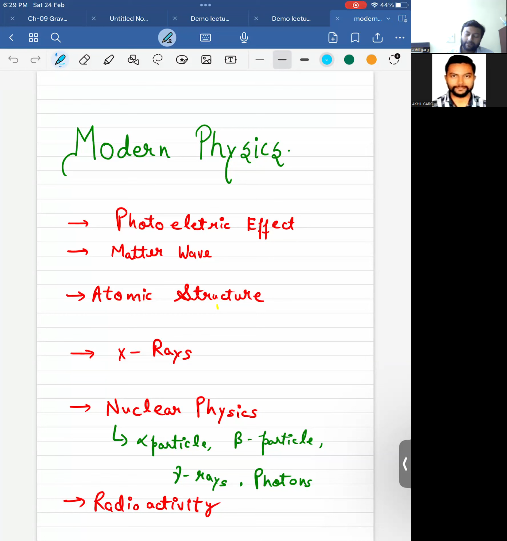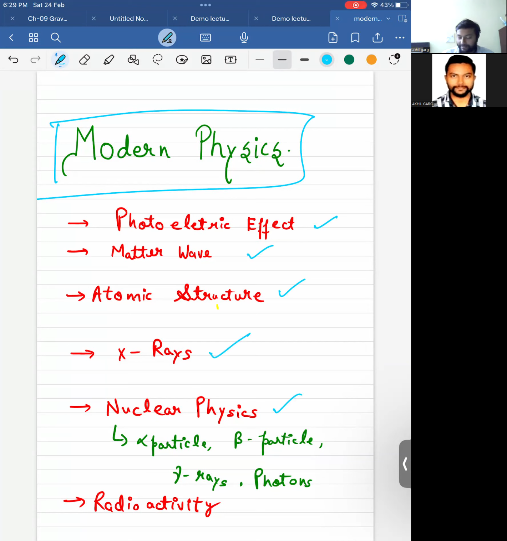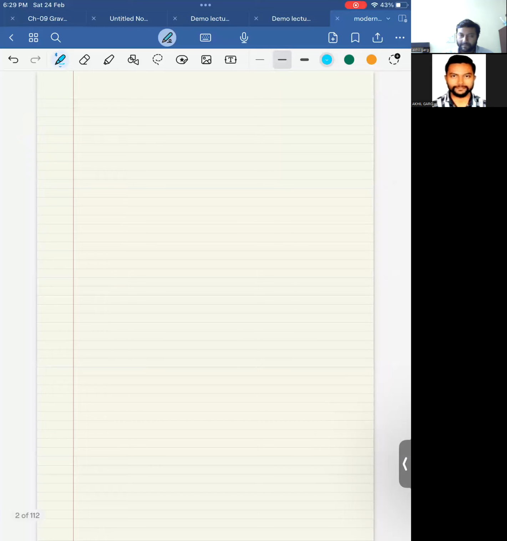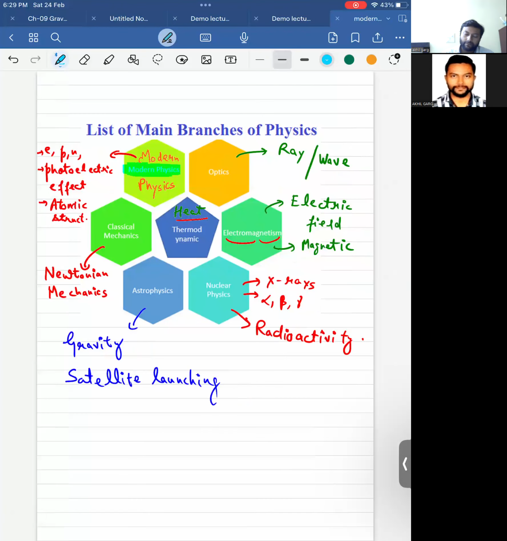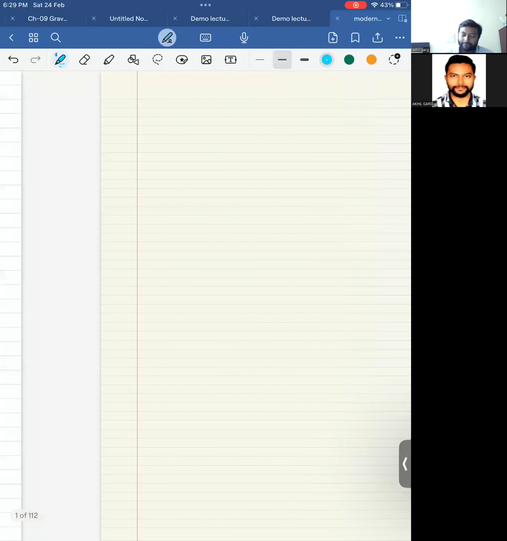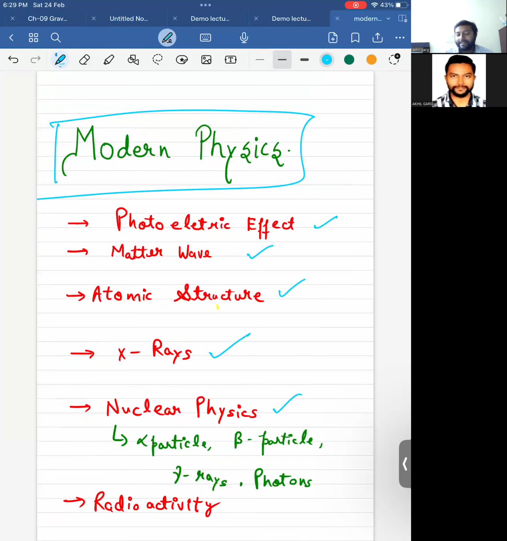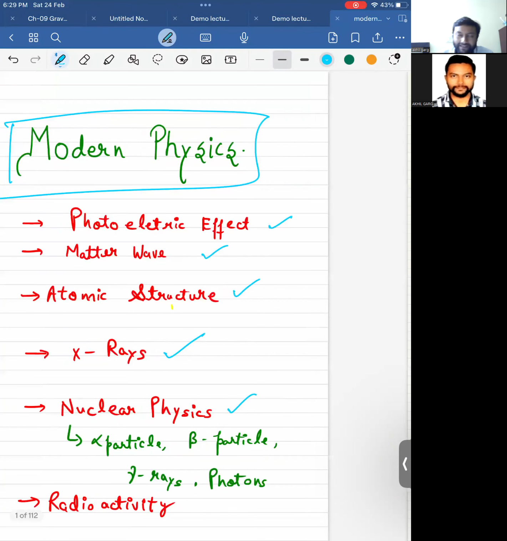So here the branch of physics is modern physics. In modern physics, we can study photoelectric effect, matter wave, atomic structure, X-rays, nuclear physics, alpha particles, beta particles, gamma rays, photons, and radioactivity. Basically, in modern physics we study subatomic particles which are moving with the speed of light.